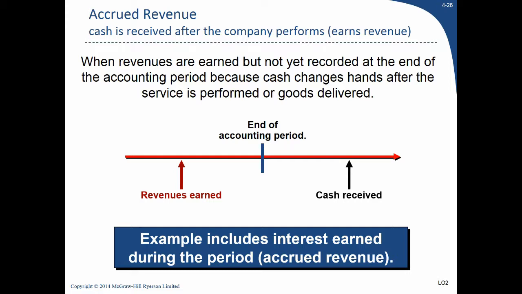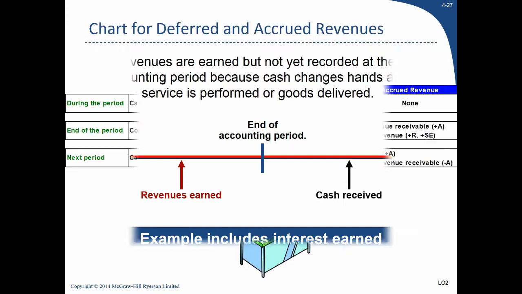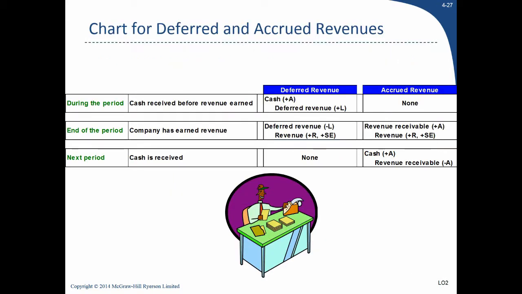Nothing new here, accrued revenue. Cash is received after the company earns the revenue, after we perform the service. Okay, this is just a nice chart to help you understand. There's nothing new here, but I appreciate that people learn differently. Or if I say it 7 times, maybe the 7th time it'll really stick.